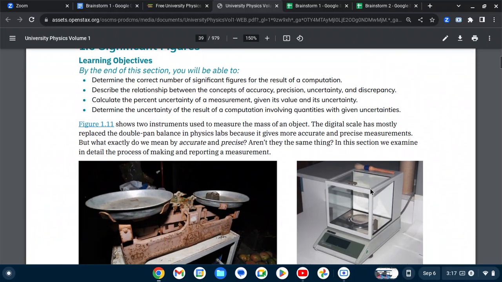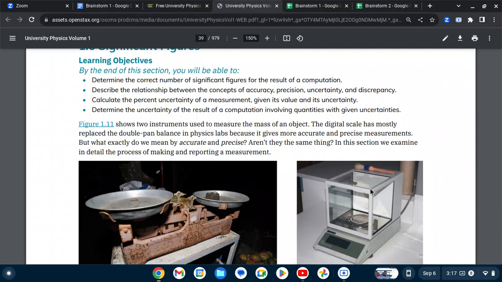1.6 Significant figures. Learning objectives. By the end of this section, you will be able to determine the correct number of significant figures for the results of a computation, describe the relationship between the concepts of accuracy, precision, uncertainty, and discrepancy, calculate the percent uncertainty of a measurement given its value and its uncertainty, determine the uncertainty of a result of a computation involving quantities with given uncertainties.